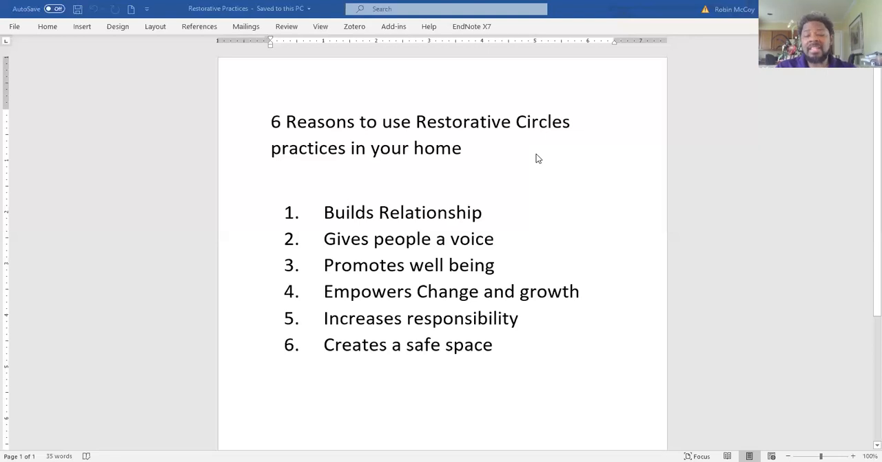Okay, so I feel like this is very, very powerful to create a situation where children can listen, we can express ourselves, and we create harmony and cohesion within the family.